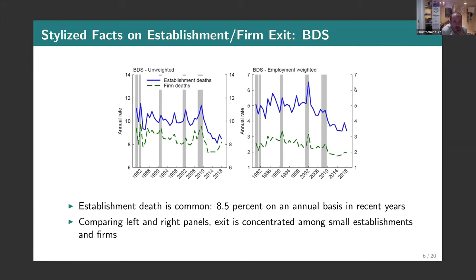Again, this is the annual information. A brilliant aspect of the census information is that it provides these metrics for both establishments and firms. Again, we see a lot of churn. Establishment death is actually quite common. 8.5% of establishments exit annually. When you compare the left and right panels again, you're going to see the same story I told a second ago with the BED data, which is that this churn, these exits and closures, are happening a lot for those smaller businesses.